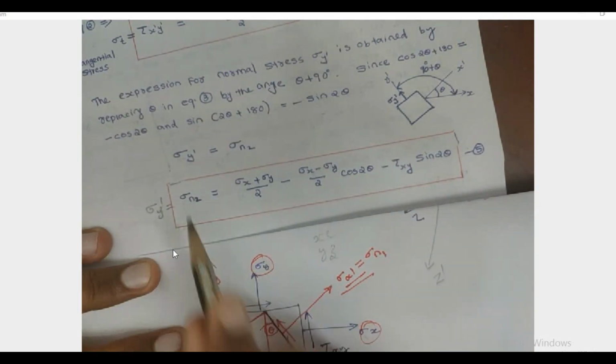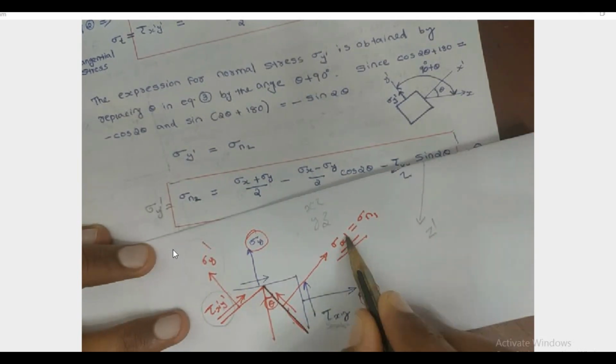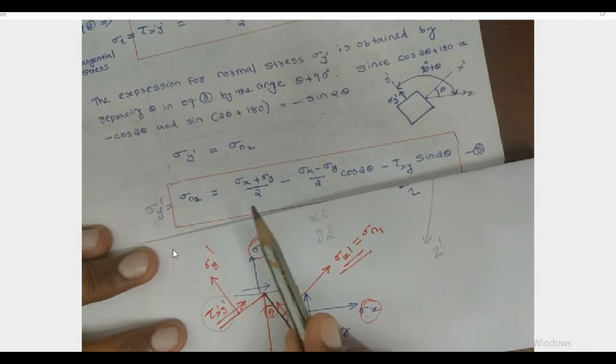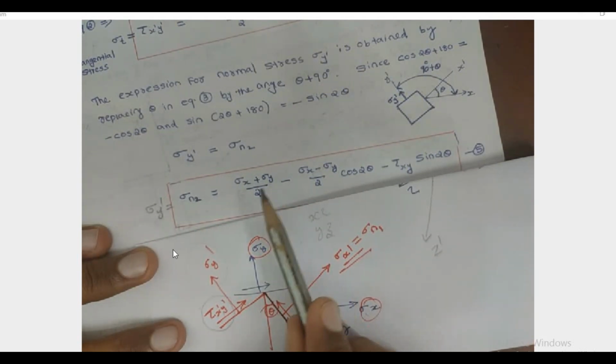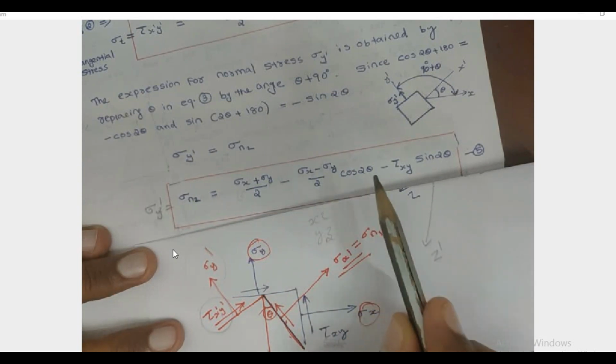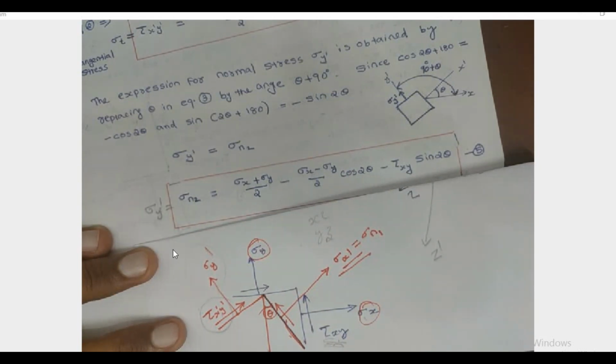Or this is the second normal. The first normal is sigma x dash. This is the second normal, that is why sigma n2. That is equal to (sigma x plus sigma y) by 2 minus (sigma x minus sigma y) by 2 into cos 2 theta minus tau xy into sin 2 theta.